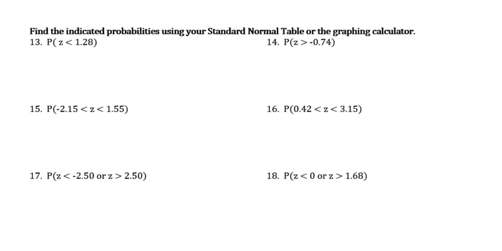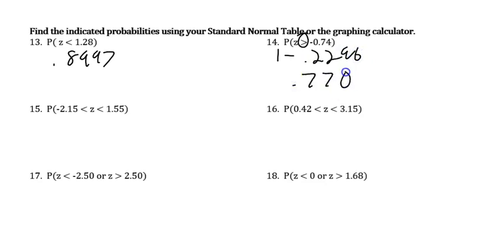All right. Find the indicated probabilities using the standard table or the graphing calculator. What's the probability of z less than 1.28? Again, you're just using your table, looking at 1.28, and you get 0.8997. Greater than, so that's going to be 1 minus, so we're going to look up negative 0.74, which is 0.2296, and that gives us 0.7704.